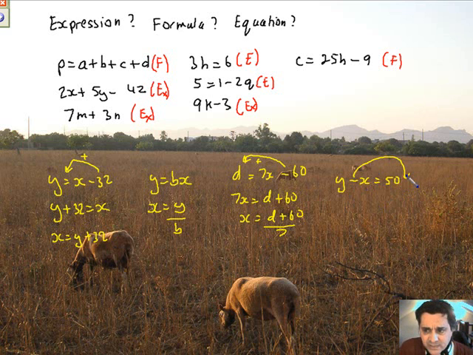Don't like minus x's. I'm going to take it next door and add it. So I've got x plus 50 equals y. Now I can happily take the 50 next door and subtract it. So x on its own will be y minus the 50.